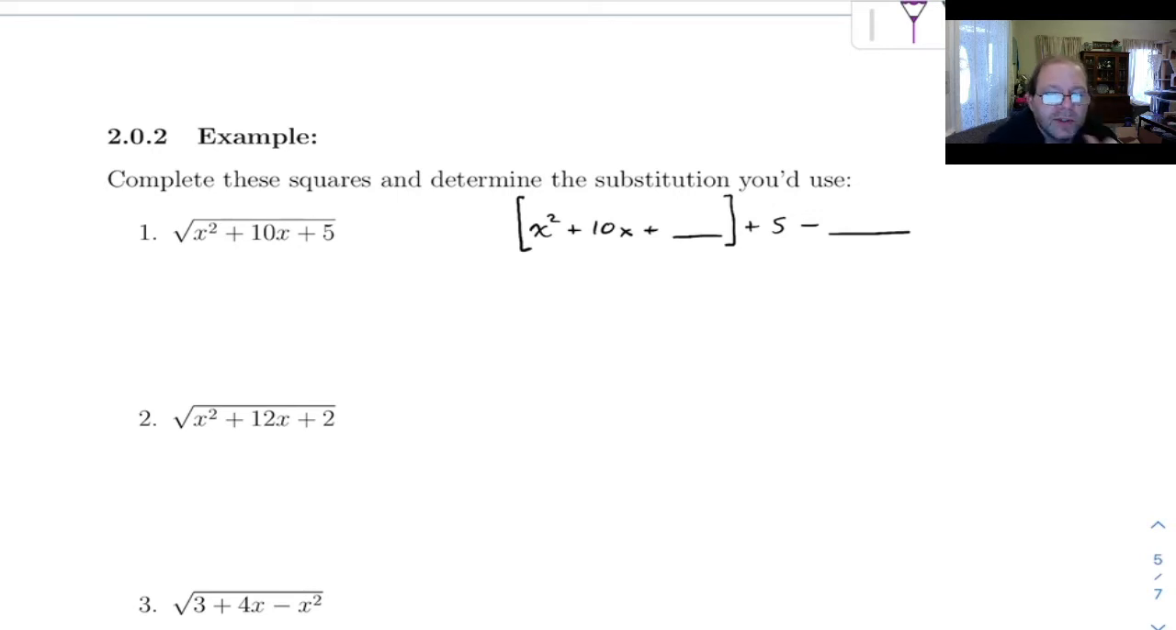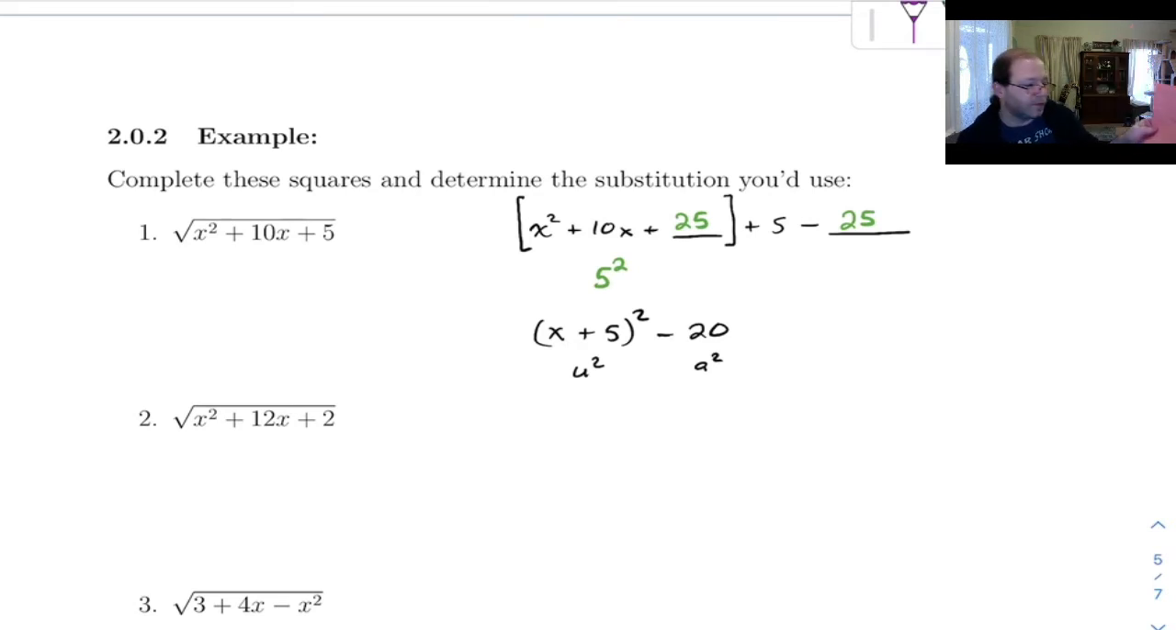So let's see, x squared plus 10x. What you do is you take 10, you cut it in half, and then you square it. And that tells you what to put here. All right, so this gives us x plus 5 squared, and then minus 20. So 20 is our a squared, and this over here is our u squared. And so we've got u squared minus a squared.